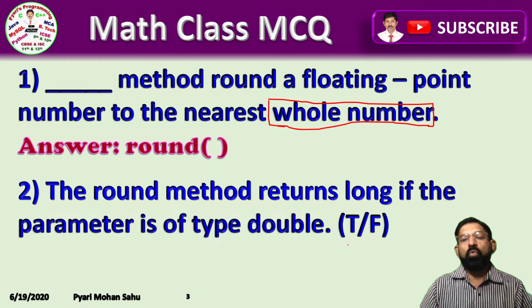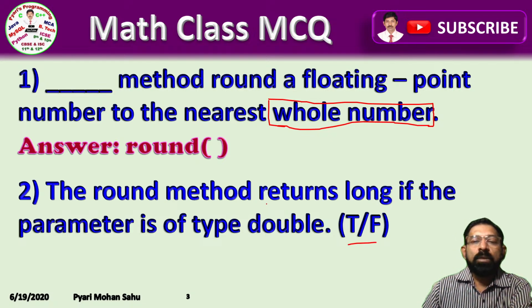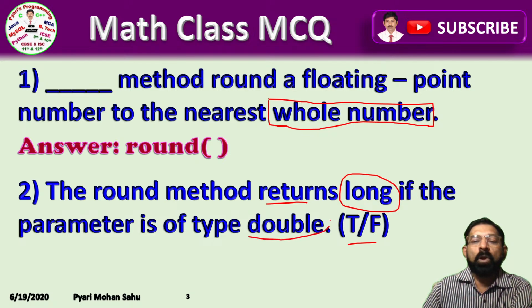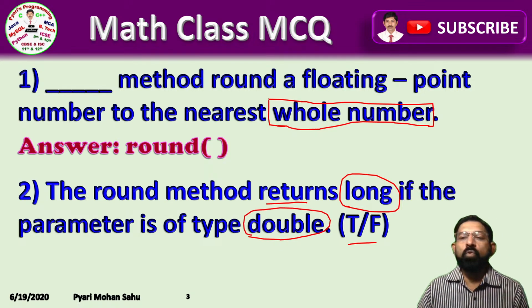It is talking about true or false. Here in the question, we have to emphasize the return type. It says that return type is long. I am emphasizing this one, return type is long. In which case it is talking about, if the parameter is of type double, then it will return long. So you have to tell me whether it is true or false.